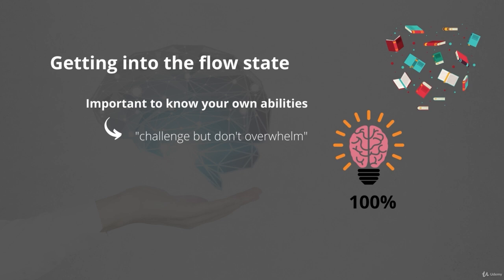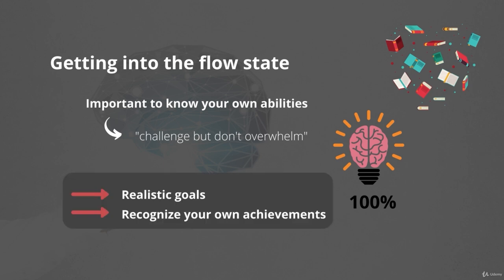If your task is too hard, your brain is overwhelmed. And if your task occupies too little of your brain activity, it becomes boring and it becomes very difficult to reach the flow state. That's why it's so important to set yourself realistic goals and also to recognize your own achievements. Because if you can observe that you make progress, this brings you further into your flow state. It's kind of like a positive feedback loop. And this can be really powerful.